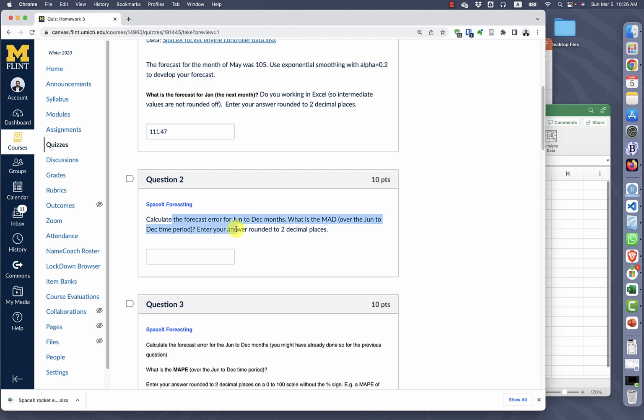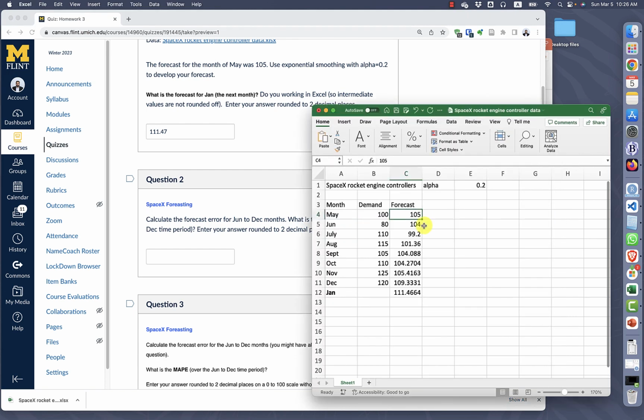Okay, calculate the forecast error for June to December months. What is the MAD, mean absolute deviation? Notice it's telling us to calculate the error for these months. Why don't we calculate the error for May? Because the 105, we don't know if it was done using exponential smoothing. How did this forecast come about? It's just an initialization value in a sense. And so we don't need to calculate the error for the initialization value. So we only need to calculate the forecast error over this time period.